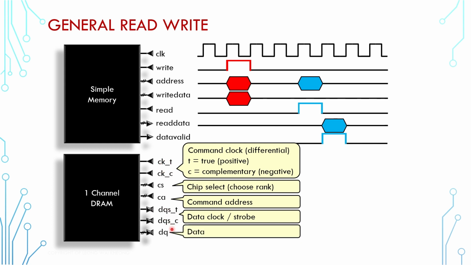And finally, there is a data bus called DQ. These signals are called DQ and DQS because in digital logic, a flip-flop input and output are usually labeled D and Q. Note that both DQS and DQ are bidirectional. The DQ is used for both write data and read data.